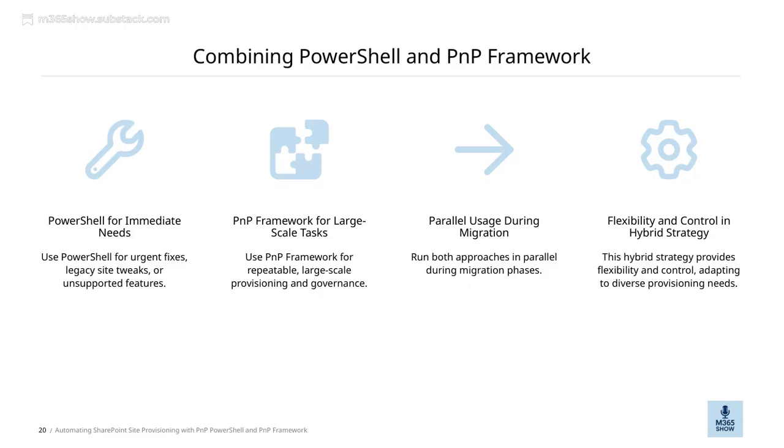For large-scale and repeatable tasks, the PnP framework shines. It helps us automate and govern provisioning processes efficiently, especially when dealing with multiple sites or complex configurations. On the other hand, PowerShell is great for immediate needs, like fixing urgent issues, making quick tweaks to legacy sites, or handling features that the PnP framework might not support yet. Overall, this combined approach empowers us to be both proactive and reactive, ensuring that our SharePoint provisioning is both scalable and responsive to real-time demands.